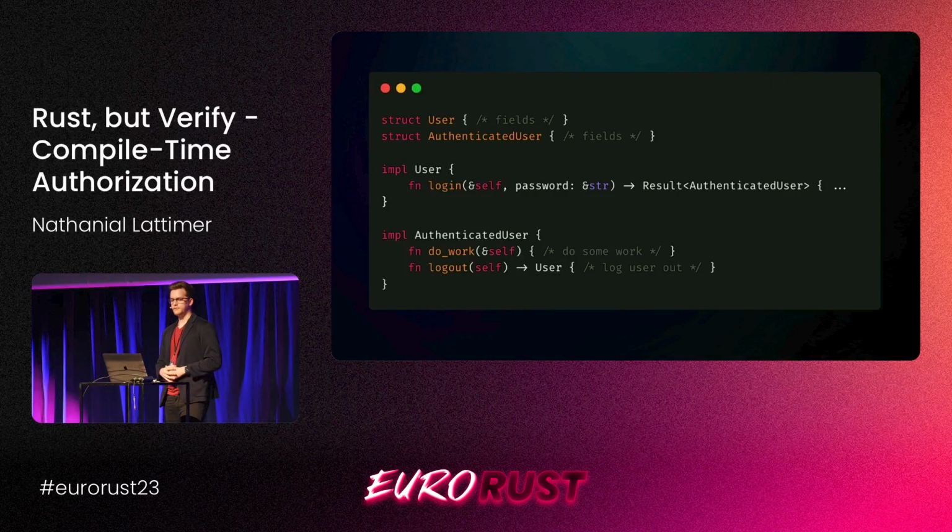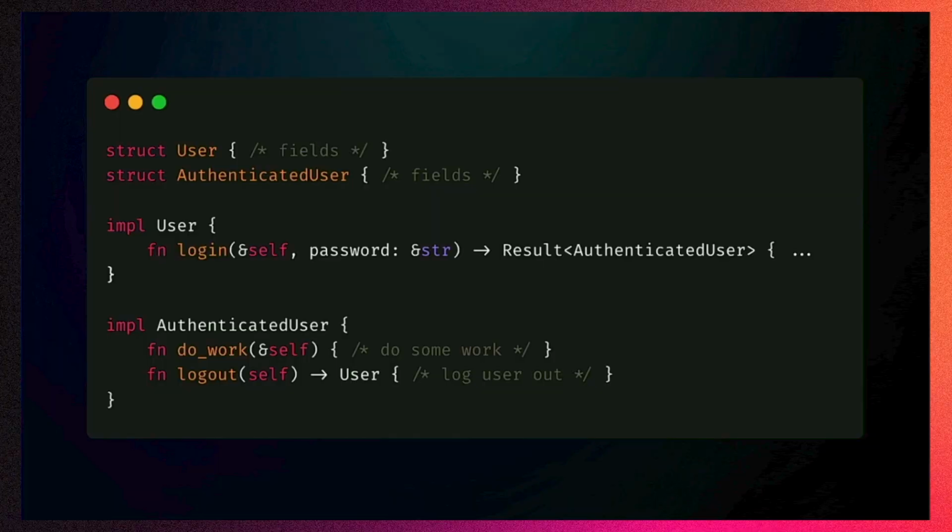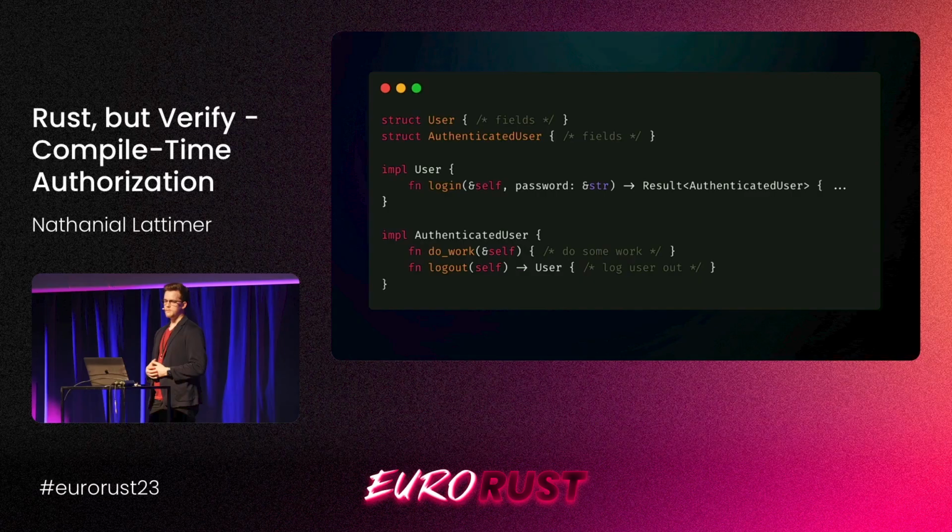With 10 minutes left, my coworker wrapped up their presentation with the following demonstration. Our code snippet contains two types, user and authenticated user. If our password is correct, then the user's login method creates an authenticated user. We can then use the authenticated user's logout method to sign the user out, consuming the authenticated user object. By taking self instead of an immutable reference to self, we're able to signal that this method is ending the lifetime of this authenticated user. And note that you can no longer invoke do work after calling logout.